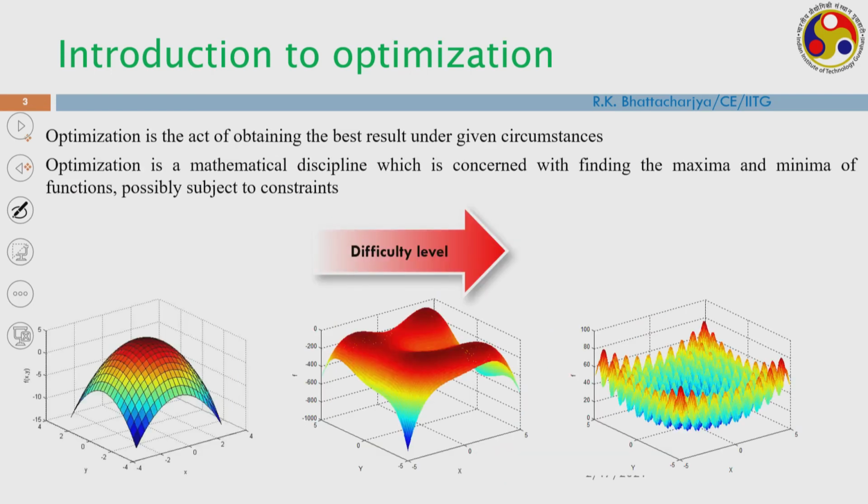Now, let us see, I have shown 3 functions here. Already I have discussed what optimization problems are. I think you already know that optimization is an act of obtaining the best result under given circumstances, and it is a mathematical discipline which is concerned with finding the minima or maxima of a function, possibly subject to constraints. So, now let us see these 3 functions.